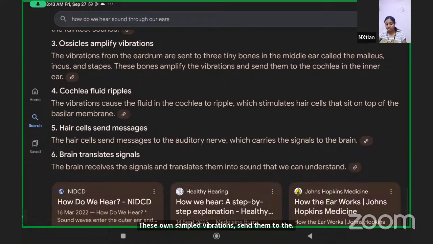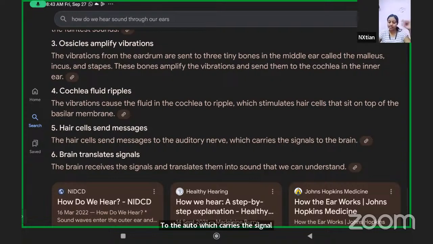Then the cochlear fluid ripples. The vibration causes the fluid to ripple, which stimulates hair cells that sit on top of the basilar membrane. Hair cells send messages to the auditory nerve, which carries the signal to the brain.